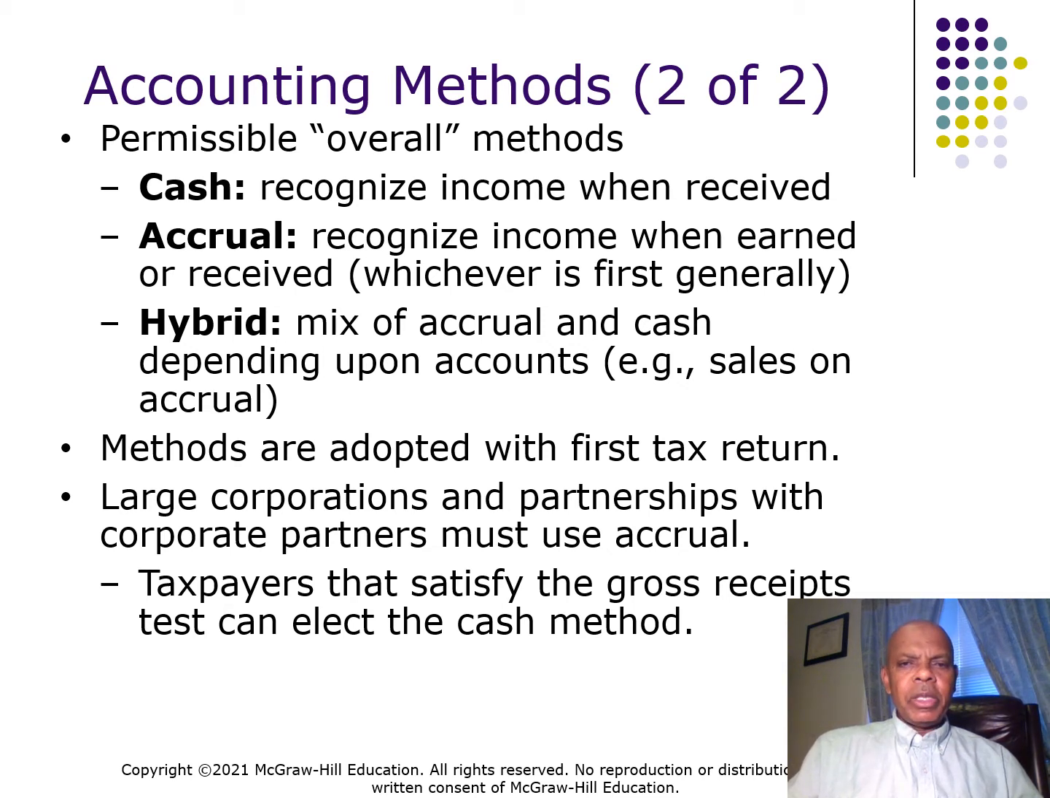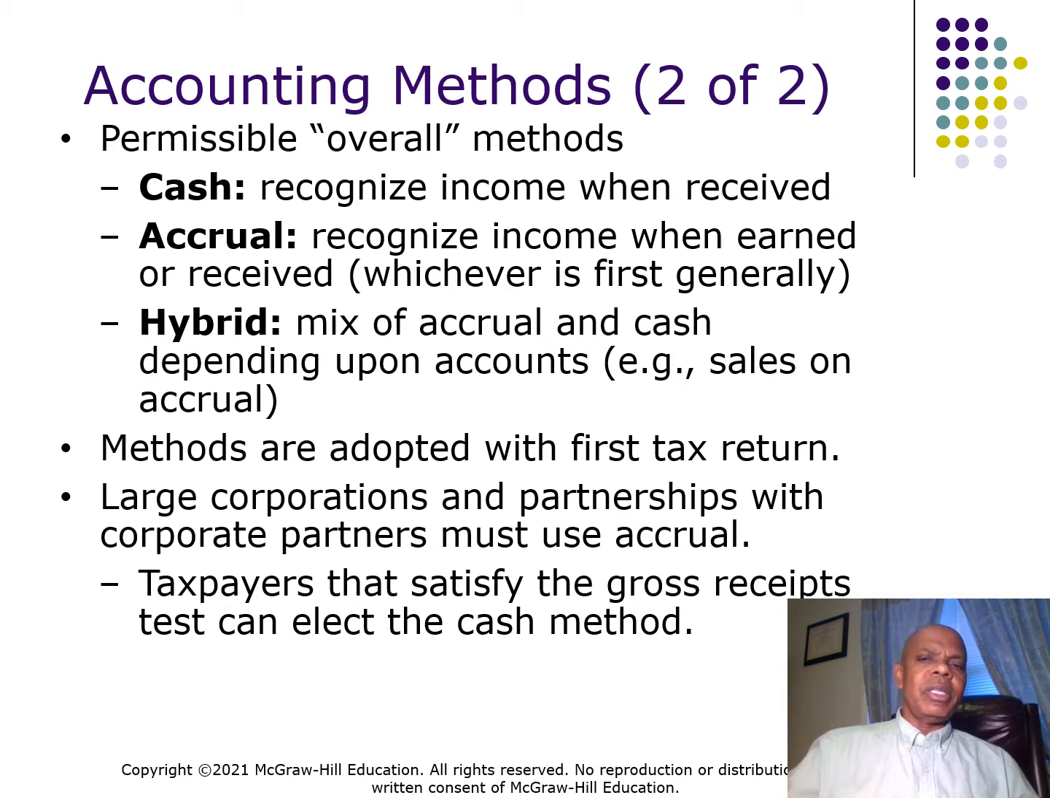The method adopted with the first tax return is the method you're going to use. Suppose you just started a business and you decided to go with the cash method, assuming that falls under the certain threshold, $20-some million. If your total revenue is under 26 million or somewhere around, you can use the cash method. The large corporations and partnerships with corporate partners must use the accrual method.